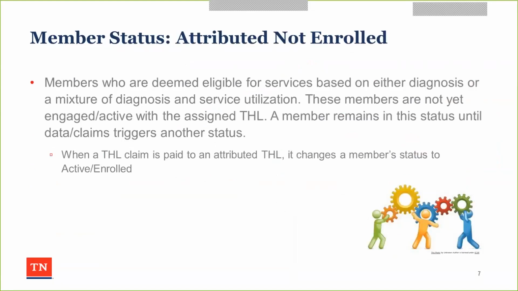So the first member status, and the most common, is attributed not enrolled. These are members who are deemed eligible for services based on either the diagnosis or a mixture of diagnosis and service utilization. These members are not yet engaged or active with their assigned THL, and they remain in this status until some form of data or claims triggers another status. So when a THL claim is paid to an attributed THL, for example, it will change that member status to active enrolled. Something to keep in mind is that until we receive that claim, the member status will remain attributed not enrolled.